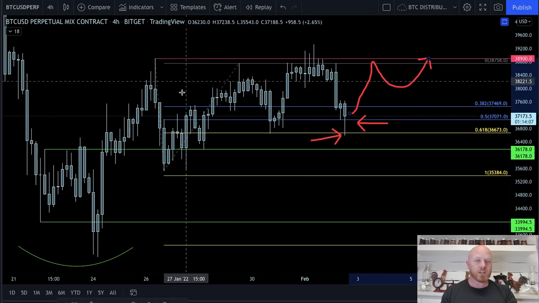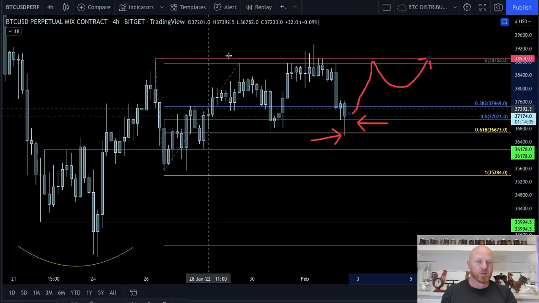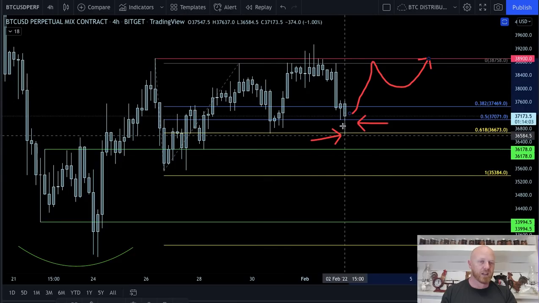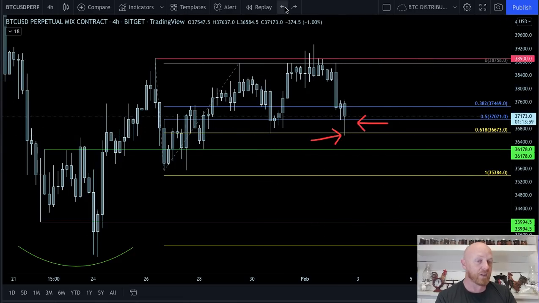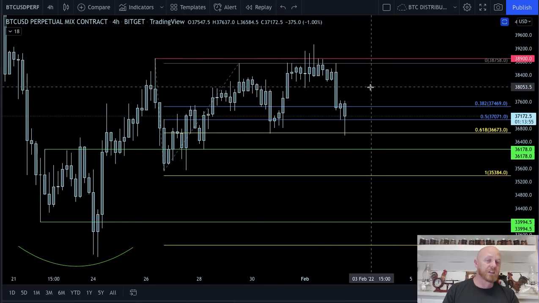So you could say this is technically first wave, second wave, this is the third wave, and this would be the fourth wave coming up. So we could break through there, we could get rejected again and fall even harder. So we have to look at this and watch it and pay attention to it.